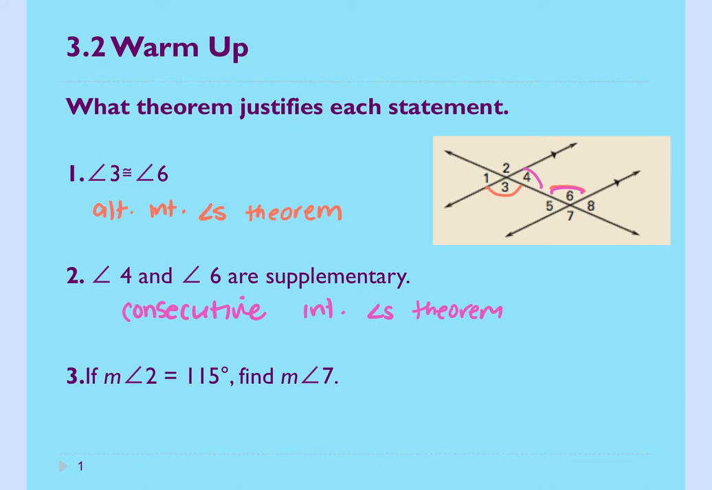And 3 says, if angle 2 is 115, find the measure of angle 7, which is also 115. Good, 115, because alternate exterior angles theorem. And 4 and 1 would be 65, right? 1, 4, 5, 8, those would be 65.